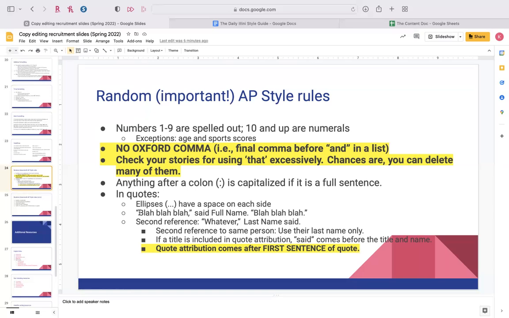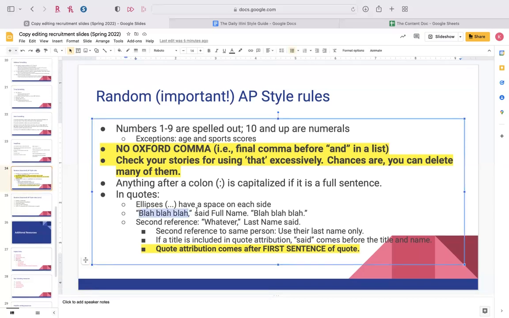This is about how a quote should be broken up. A quote that has more than one sentence will have one sentence of the quote, and then you'll say attribution, which means you're just saying who said it. Then you'll continue the rest of that quote. When you're using another quote from a person you already mentioned, you can just have their attribution be their last name said.